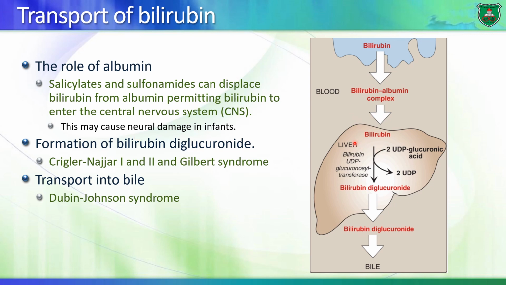Now in the liver, what happens is that bilirubin is conjugated to glucuronides. So you have the formation of bilirubin diglucuronide. So this molecule is quite hydrophilic, and then it's transported into bile. Now deficiencies in either conjugating bilirubin with diglucuronides or transporting the bilirubin diglucuronide to bile can cause certain conditions, specifically Crigler-Najjar 1 and 2, as well as Gilbert syndrome and Dubin-Johnson syndrome.